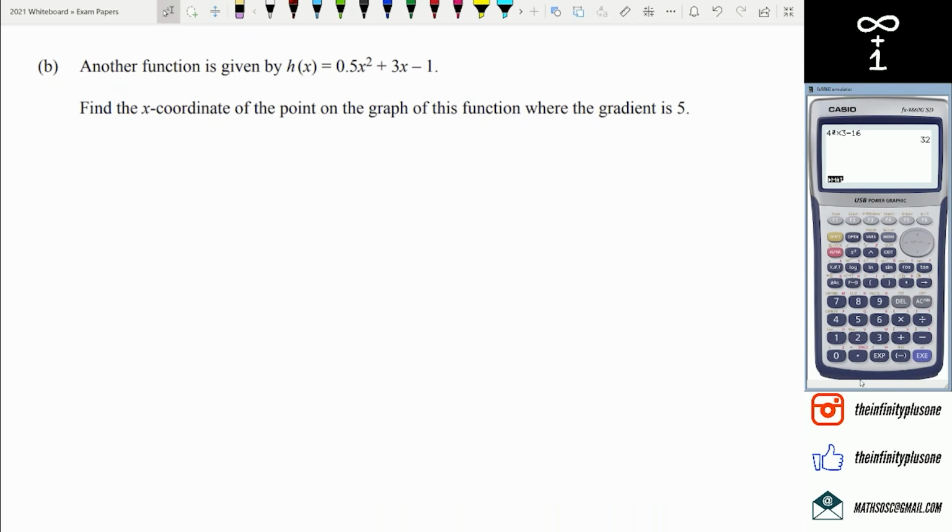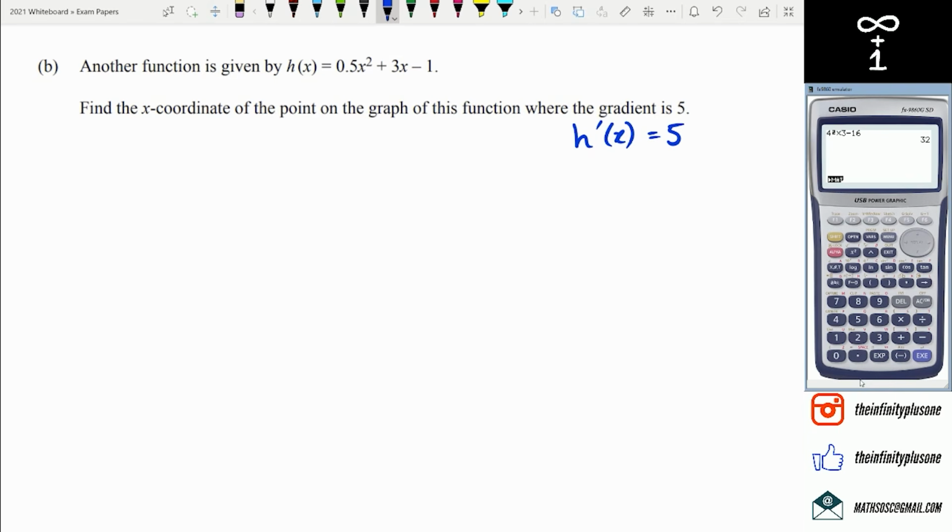For question B, we've got another function given by this. Find the x coordinate where the gradient is 5. This is pretty much a reverse of the previous question, where we've been given the gradient and we're asked to find what x is. So if we summarize, because this is h of x, we want to know when h of x equals 5. Sorry, h dash of x.